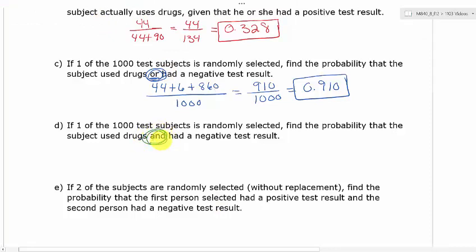Or is, for example C, that they used drugs, or they had a negative test result, or both of those. For example D, we want the probability that they used drugs and they had a negative test result. Both of those were happening at the same time.